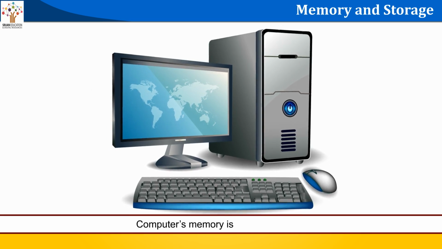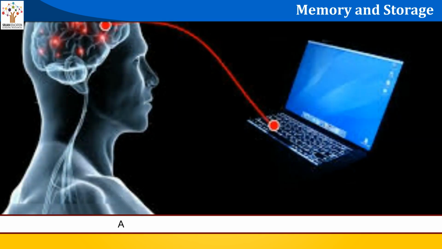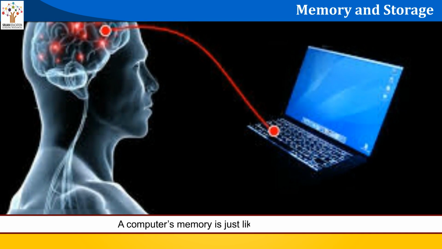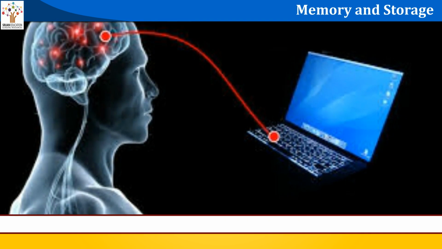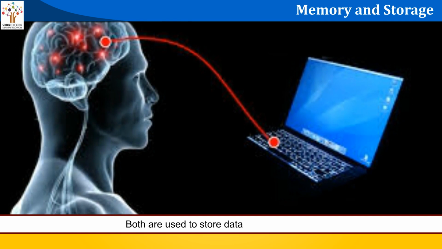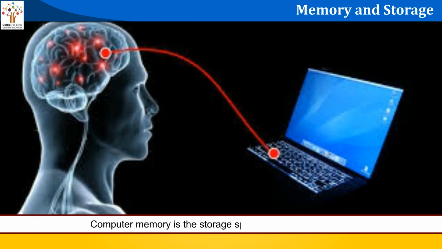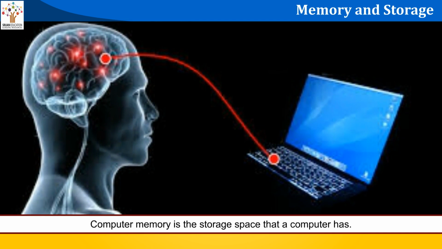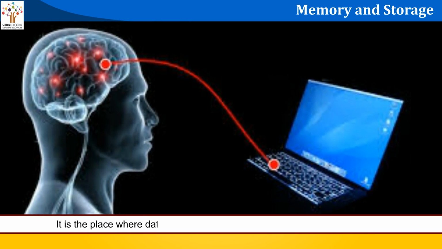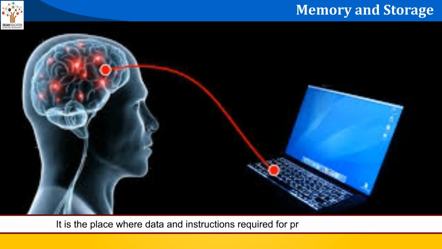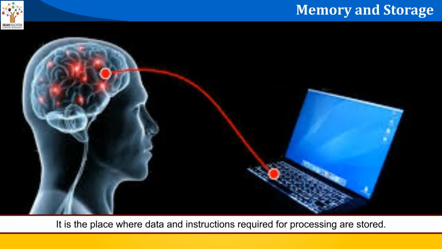Computer's memory is part of the CPU. A computer's memory is just like a human brain. Both are used to store data and instructions. Computer memory is the storage space that a computer has. It is the place where data and instructions required for processing are stored.